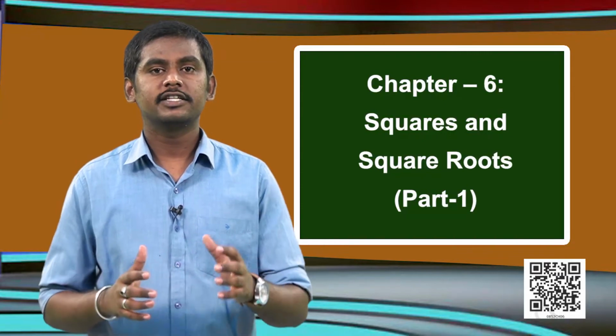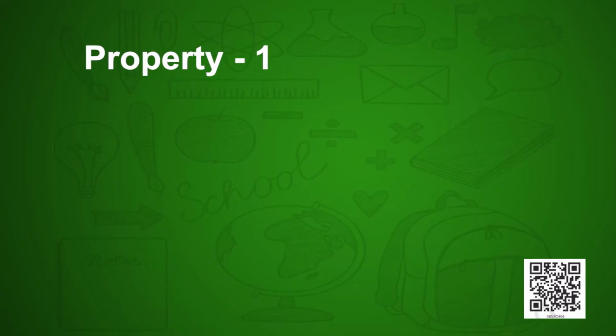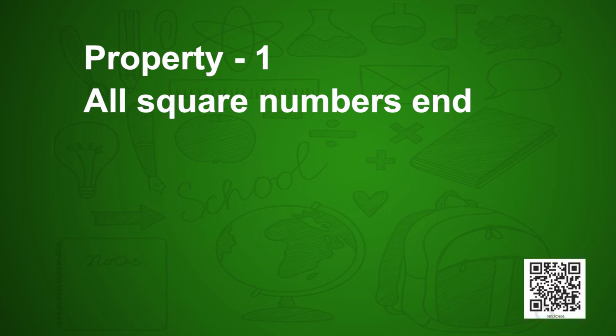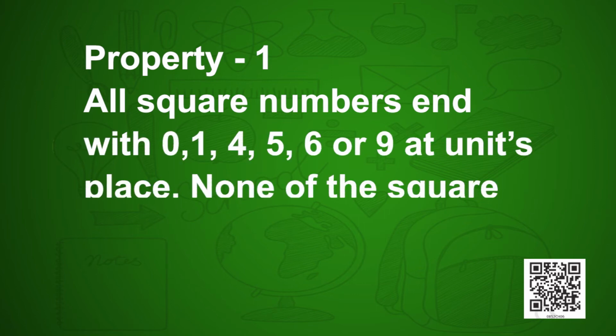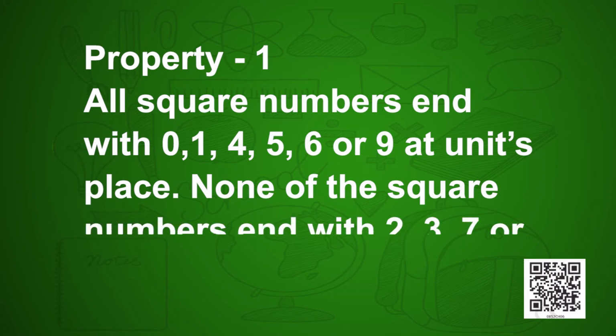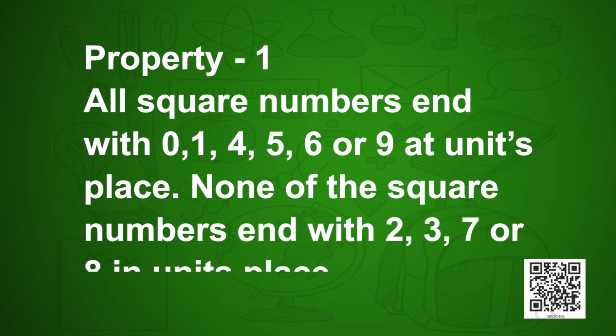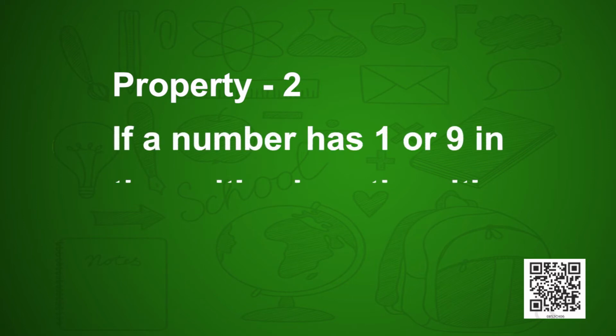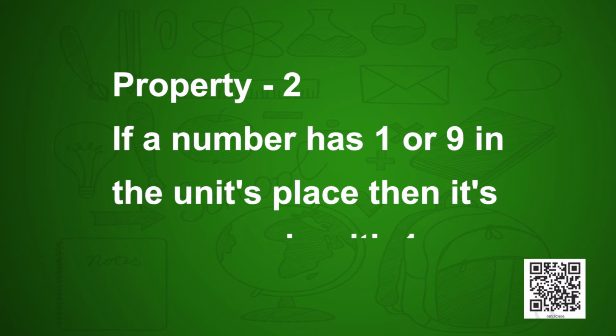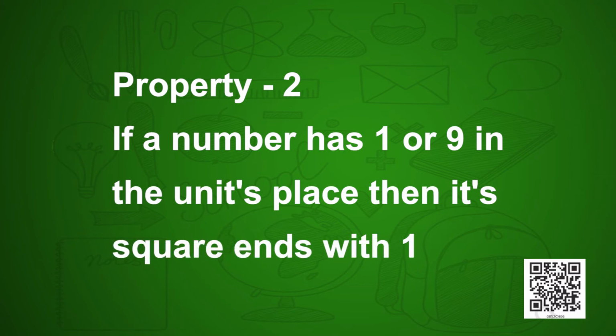Students, let us revise all these 5 properties once. The first property we have observed is that all square numbers end with 0, 1, 4, 6 or 9 in their units place. We found that none of the square numbers end with 2, 3, 7 or 8, isn't it? Well, let us go to property number 2. We have seen that whenever a square number ends with 1, its number ends with either 1 or 9 in its units place.